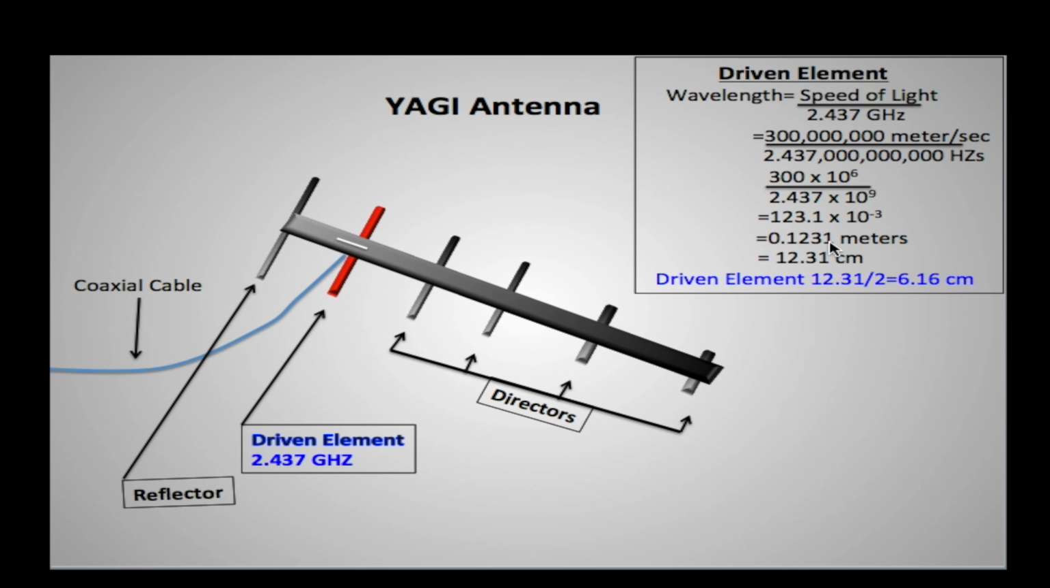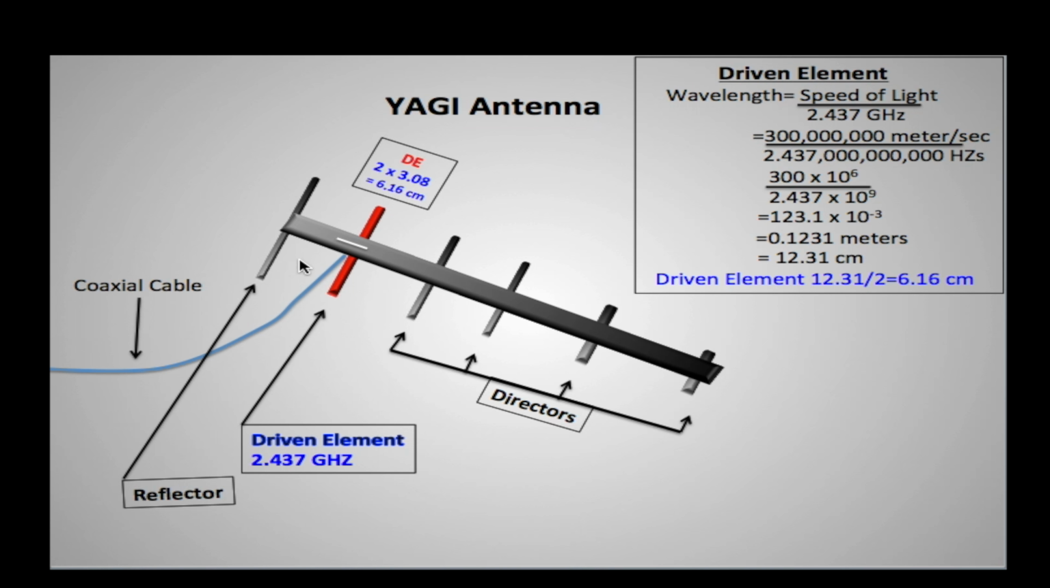Now we find it a little bit easier to work with centimeters. So we're going to just change this to centimeters, and how we do that is by multiplying 0.1231 meters by 100. If we were going to change from centimeters back to meters, we would divide by 100. Okay, so now we got 12.31 centimeters. That's our wavelength. And to find the length of the driven element, we just simply divide this 12.31 by 2, which is equal to 6.16 centimeters. So the driven element's length here is 6.16 centimeters.